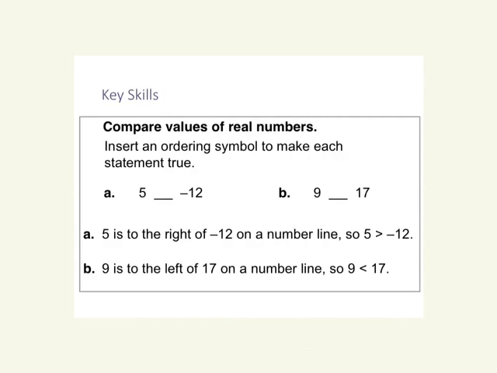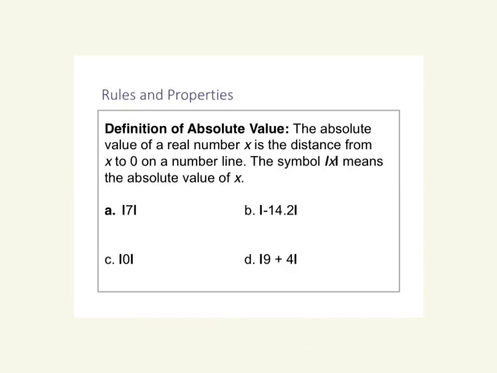So again, key skills, just comparing. 5 is greater than a negative 12, and 9 is less than 17. Pretty basic ones there. Okay, now we're going to talk about absolute value. Absolute value of a real number x is the distance from x to 0 on a number line. The symbol, the absolute value of x, means the absolute value of x.